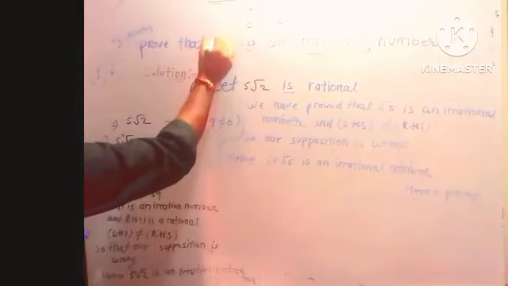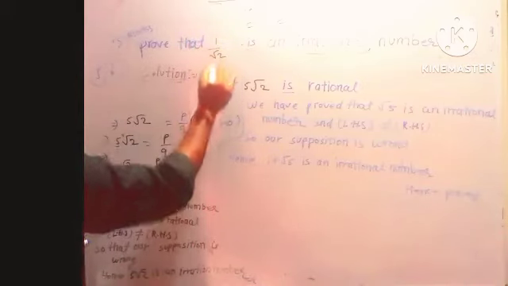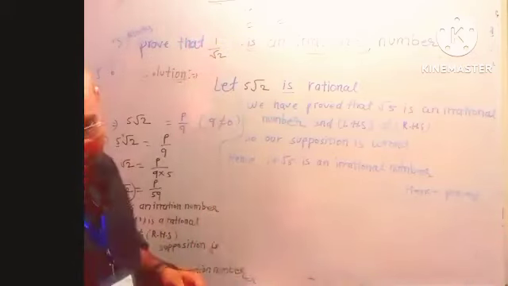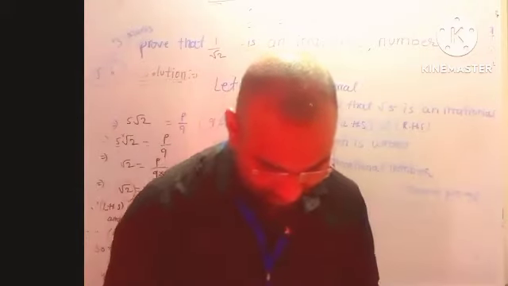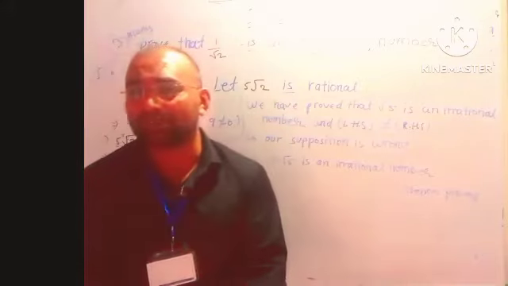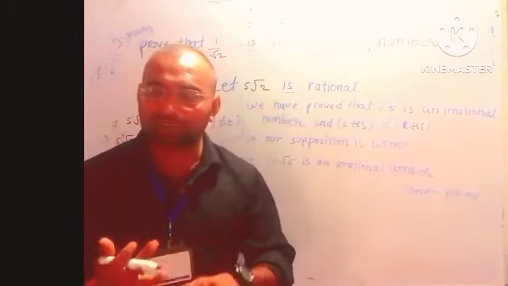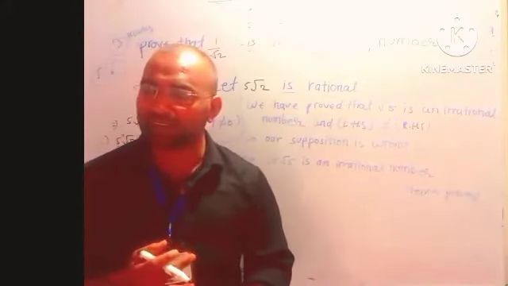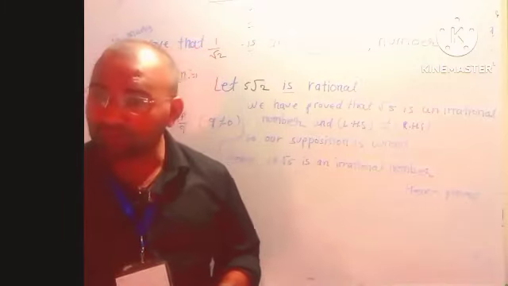If the number is like this, 1 divided by root 2, so how to solve this one now? 1 divided by root 2. Okay, first of all, these 3 methods are clear. First method, second method, third method. Yes, sir. For 3 marks and for 5 marks. You can solve, right? Yes, sir.